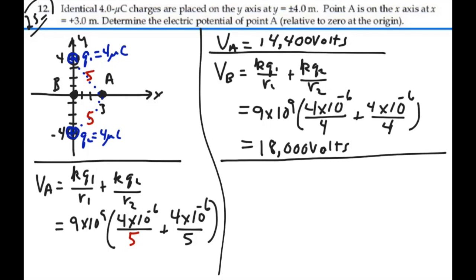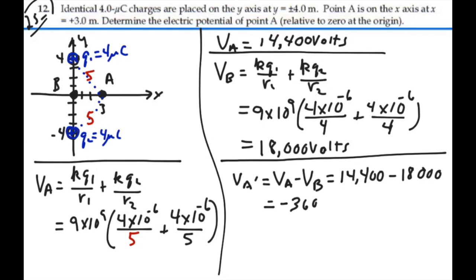We want to find the potential at A relative to B. So really our potential at A relative to B is going to equal the potential at A minus the potential at B. And that's going to be 14,400 minus 18,000, which would be a negative 3,600 volts. In other words, if we make point B the origin 0, then relative to that, A is 3,600 volts less than that. And so that's why the potential at A relative to 0 at the origin is a negative 3,600 volts.